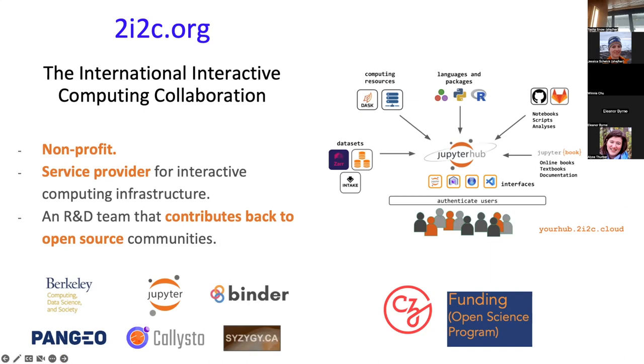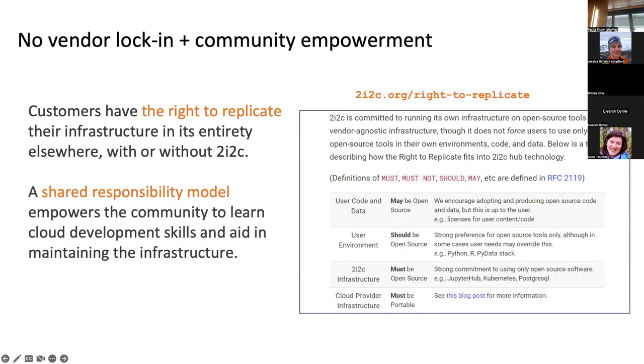And so working with 2i2c, their goal is to contribute back to the open source community. A lot of them are people who have built some of the Jupyter infrastructure that everybody uses. They also have these goals of having no vendor lock-in and community empowerment. So they stand by the right to replicate. All of their infrastructure can be taken to any other vendors, or you can take it yourself and rebuild it yourself. All of the code is in the background and you can use it yourself.